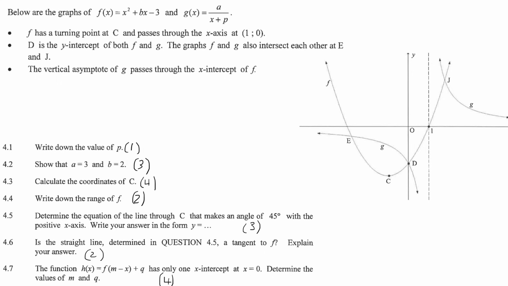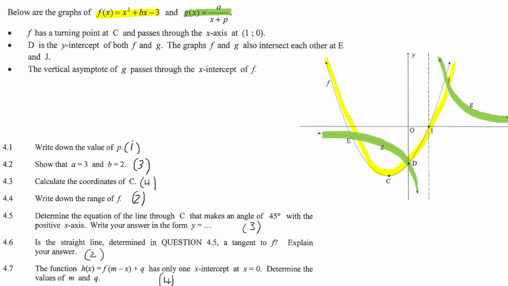Below are the graphs of f and g. So we have a hyperbola and a parabola. Let's quickly highlight that. Here we've got graph f, which is the parabola, and then we've got g, which is a hyperbola. f has a turning point at C and passes through the x-axis at (1, 0). D is the y-intercept, the vertical asymptote.